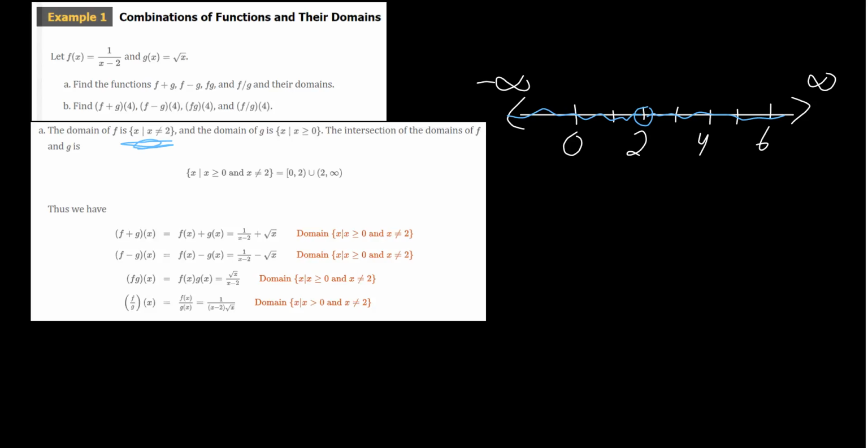But anyways, and then g of x being greater than or equal to 0. So we have a closed circle here at 0, and we're going all the way to infinity. So where do these two domains intersect? Well, they intersect from 0 to infinity, it looks like, right? Except for at 2. The green and blue line overlap each other everywhere except at 2, because the blue does not actually touch 2. And so we would write this from 0 to 2, and the parentheses means we're not touching 2, union with 2 to infinity.